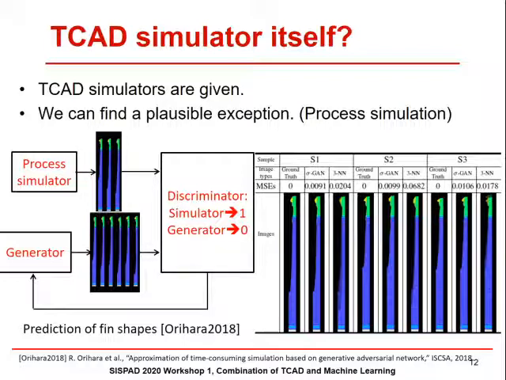We have tried to find similar approaches, but were not very successful. One plausible exception can be found in the process simulation. In this work, the fin shape is predicted by the neural network. When the quality of the fin shape generated by the neural network is not sufficiently high, then the neural network is further improved. Eventually, we will have a neural network which can predict a fin shape quite close to the realistic one. It is a very interesting idea, however, it is not applied to the device simulation.